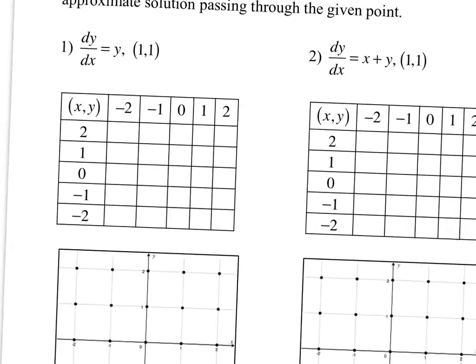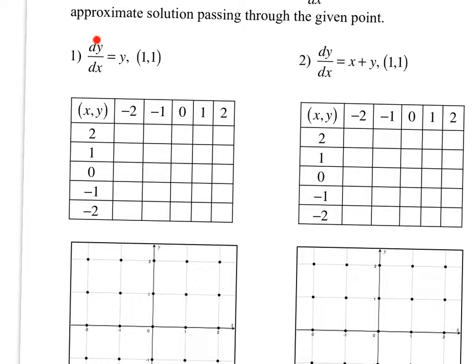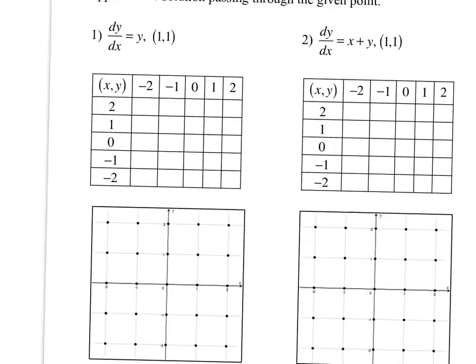Remember that dy/dx is the equation for the slope of the tangent line at any point. So we are going to create a slope field for dy/dx is equal to y. We're going to graph that slope field, and then we're going to trace the particular solution at (1, 1). And then you're going to do the rest on your own.